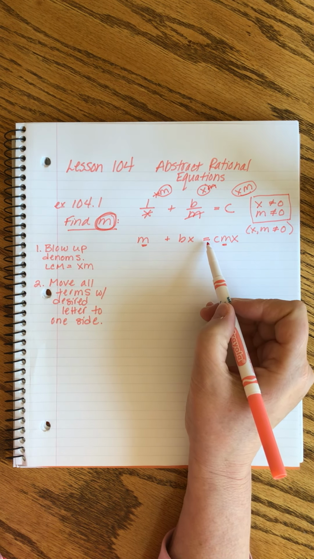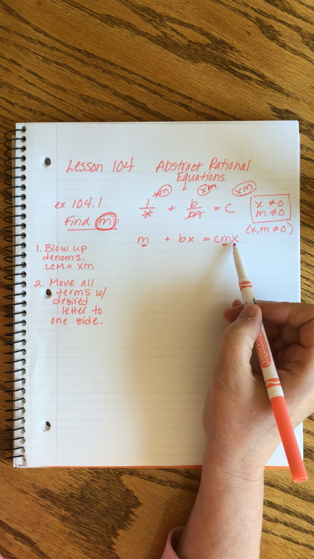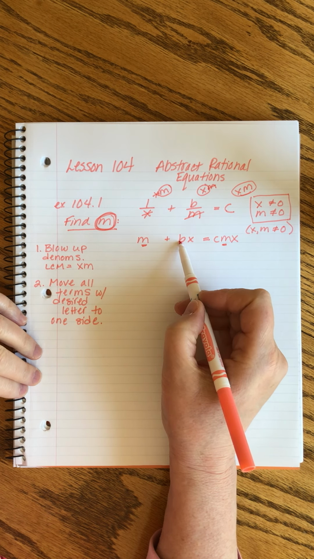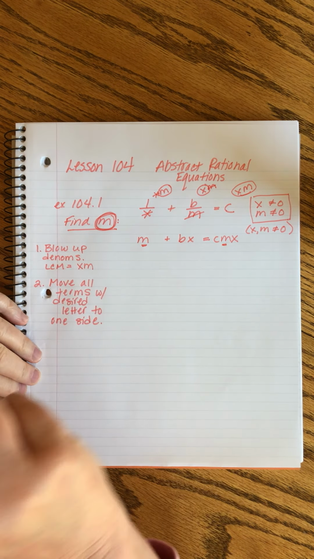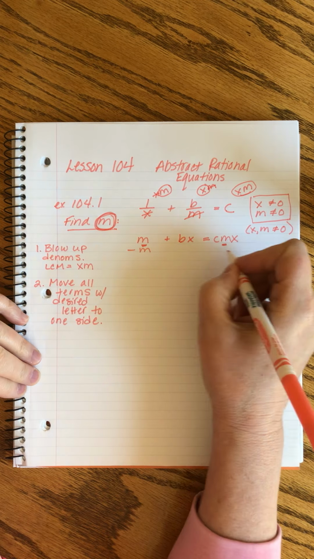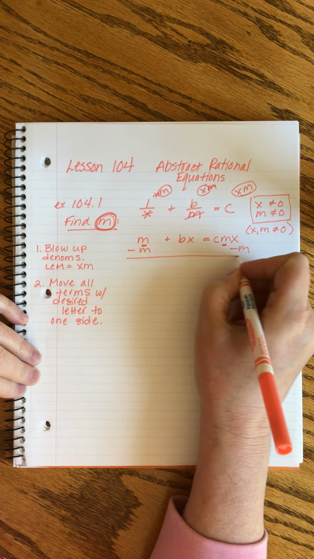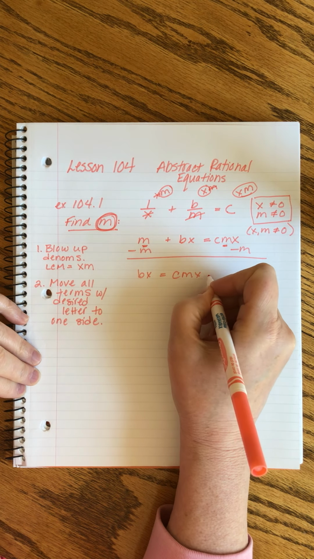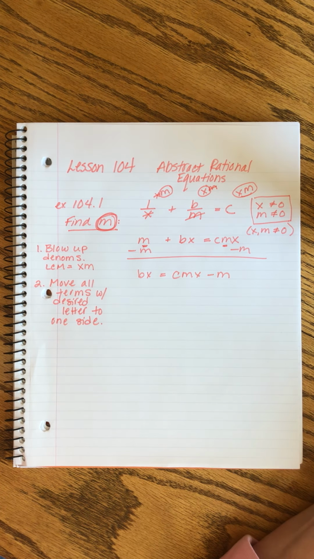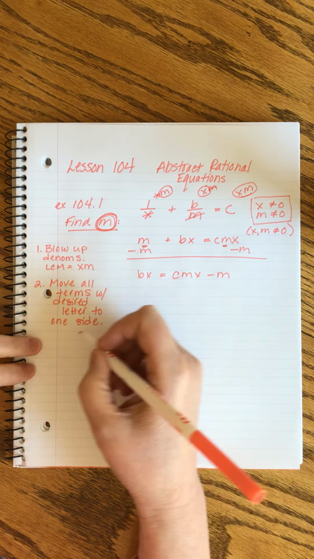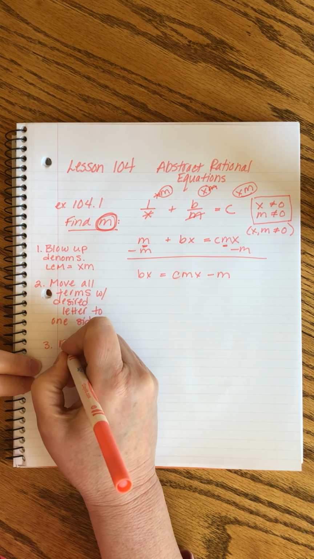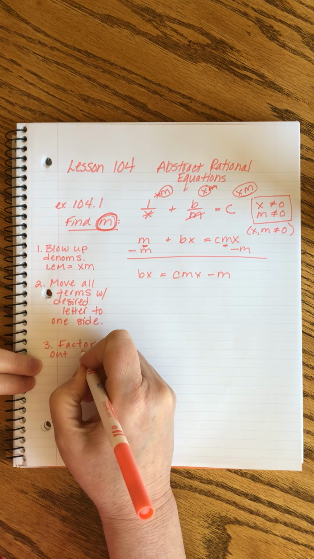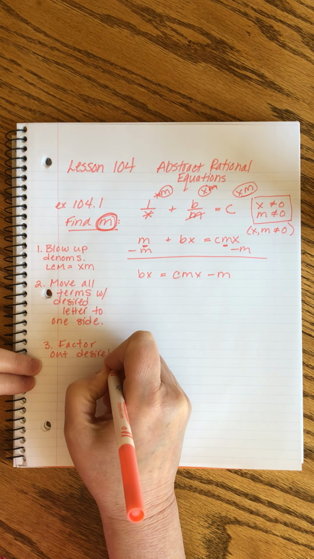So looking at this, I see, okay, there's my equal side. This just has one term. So I'm going to move this m over here, and that will leave this weirdo guy that we don't care about. That'll leave him by himself. So I'm going to subtract m from both sides. I get bx equals cmx minus m. Okay? So that's step 2. 3, I'm going to factor out my desired letter.